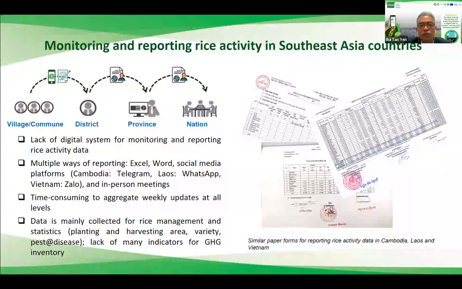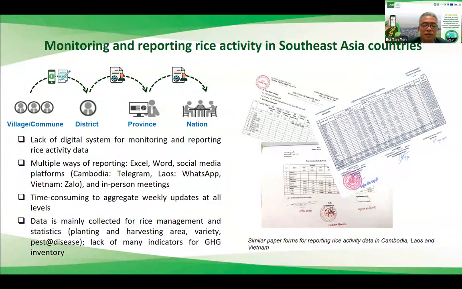What is the monitoring and reporting in Southeast Asia? We did a quick scoping study in Vietnam, Laos, and Cambodia. We see that in all three countries, there is a network that collects the data from the village or commune and reports to the higher level of management. It's quite a manual process.